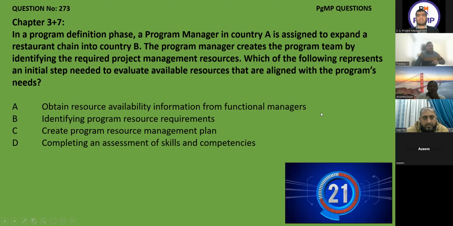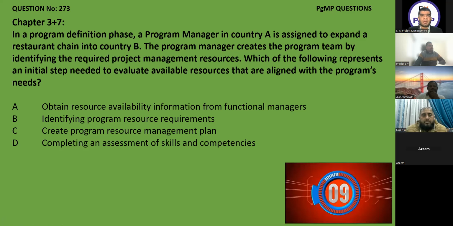Which of the following represents an initial step needed to evaluate available resources that are aligned with the program's need? Okay, in a program definition phase, program manager in country A is assigned to expand a restaurant chain in B. Program manager creates a program team by identifying the required project management resources. The team is already managed, is already available. And now we need to identify the step needed to evaluate the available resources. Obtain resource availability information from functional managers. It's not the first step.